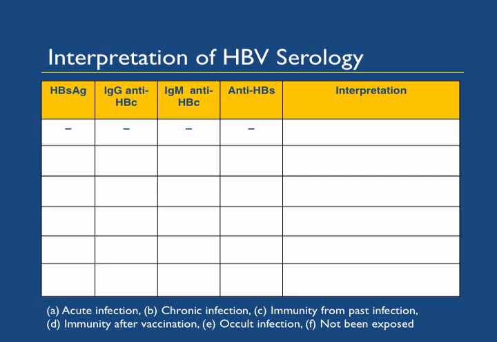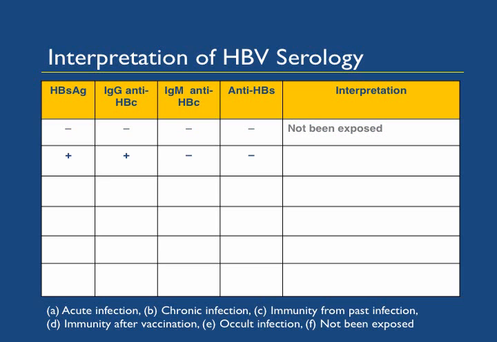So for this first slide, you have a patient who has negative surface antigen, negative IgG and IgM core antibody, and negative hepatitis B surface antibody. Well, what would that be? Now, obviously, that person has not been exposed to hepatitis B infection because all the markers are negative.